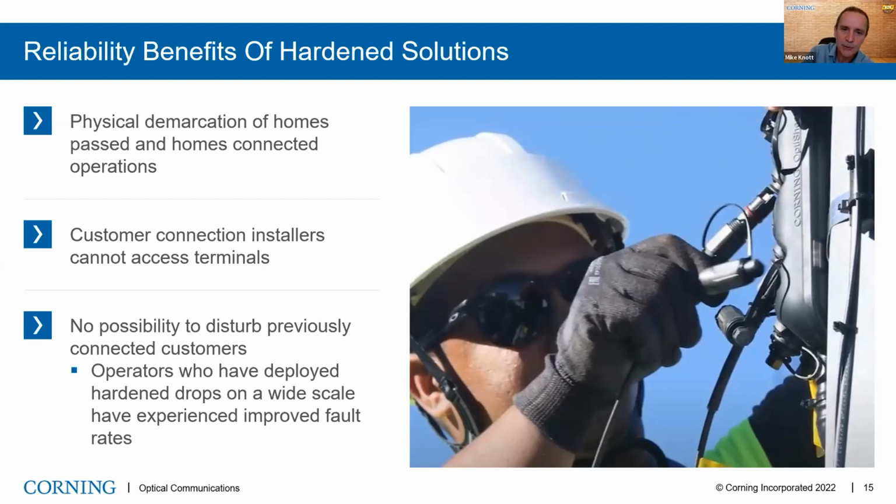What we have is a physical demarcation of the homes passed and the homes connected operations, different people doing the different operations. The customer connection installers are often paid by the install. They're not concerned about the network reliability. They just want to make their connection and go to the next one. Whereas the network build people are more concerned about the long-term reliability of the network. So if we can keep those installers away from the fibre, that does give long-term reliability benefits. There's no possibility for the installers to disturb previously connected customers.